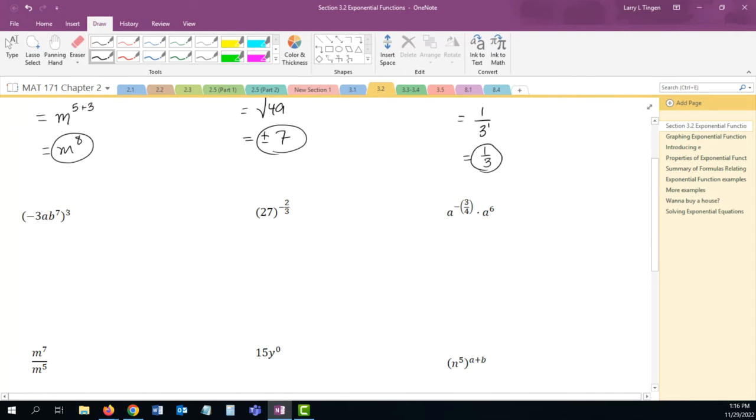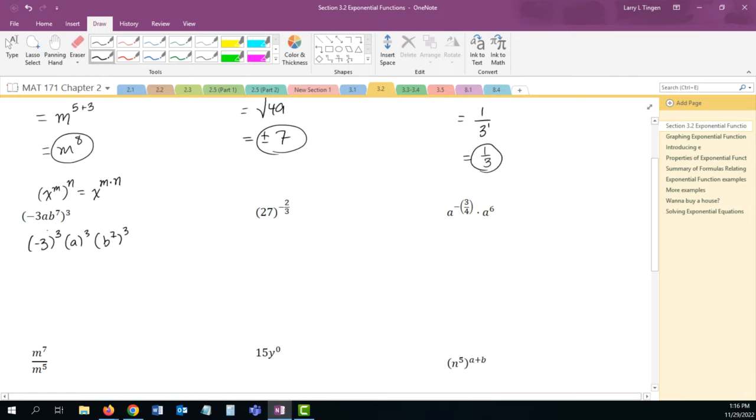Continuing, if I have a power raised to a power, I multiply. So if I have x to the m raised to the n, that is x to the m times n. Remember, if I'm multiplying the same bases, I add the powers. If I'm raising a power to a power, I multiply them. So -3a b to the 7th all cubed is I cube -3, I cube a, and I cube b to the 7th.